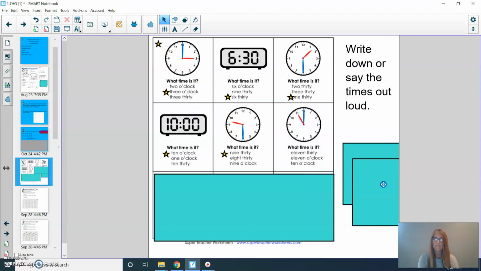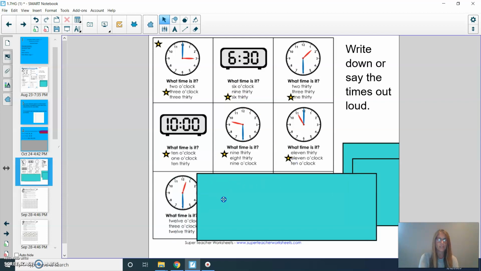What time is it here? Is it 11:30, 11 o'clock, or 10 o'clock? And since my hour hand is right on the 11 and my minute hand is on the 12, I know that it's 11 o'clock. We have 3 more.